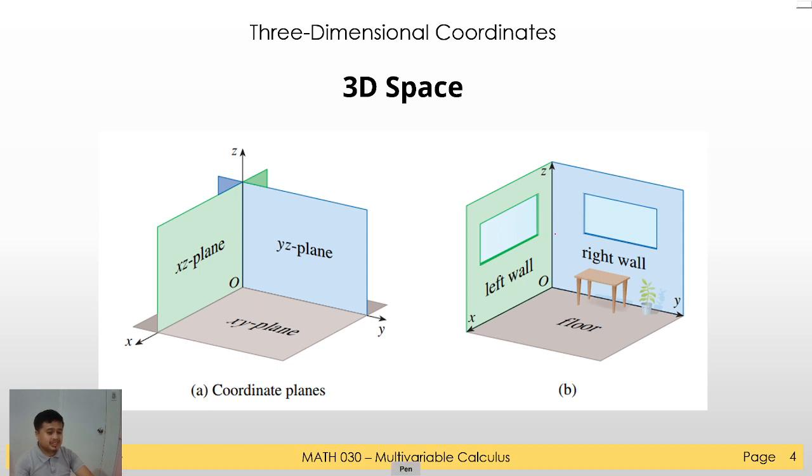So we have these three planes now, which are the xy plane. So basically, the xy plane is the combination of the x and y coordinates. So everything that is x and y will represent this floor, or this plane. And then for the right wall, we have the yz, and the left wall with the xz plane.